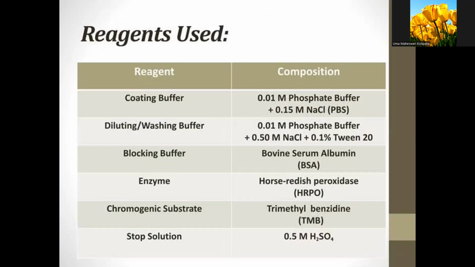Reagents used: coating buffer, that is 0.01 molar phosphate buffer plus 0.15 molar sodium chloride. Diluting or washing buffer, 0.01 molar phosphate buffer and 0.5 molar sodium chloride, as well as 0.1% Tween 20. Blocking buffer, bovine serum albumin, acronymed as BSA, and the enzyme horseradish peroxidase, HRPO. Chromogenic substrate tetramethylbenzidine, and stop solution 0.5 molar sulfuric acid.